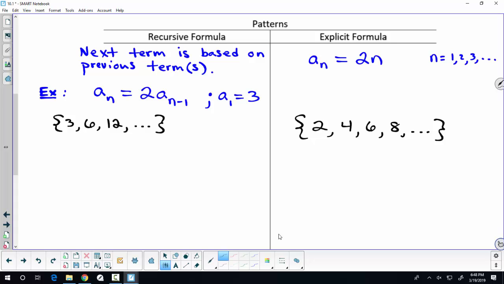Are there any other questions on how we're coming up with any of this? Does that make sense? And the two are interchangeable. For instance, I could take the sequence generated from the recursive formula and come up with an explicit formula for that. Similarly, with the explicit formula, I could come up with a recursive formula. So it really just depends on the instructions and what they want you to write out.